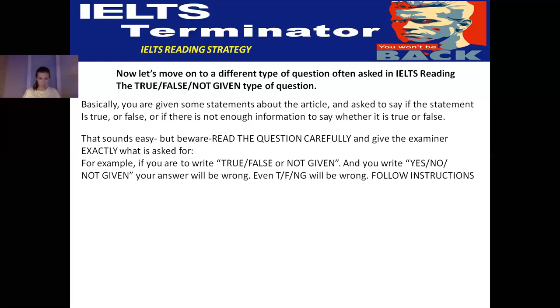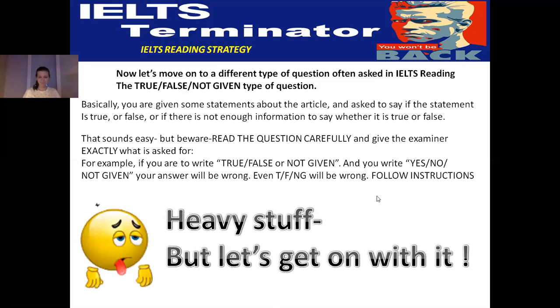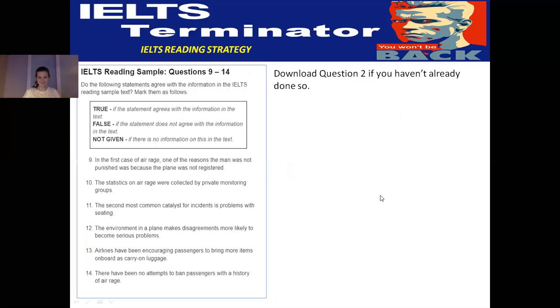You must be careful to write true, false, or not given if that's what he asks. Or he might ask yes, no, or not given. He might say TFNG. You just have to follow the instructions. It's heavy stuff. I'm not going to ever tell you that this is easy.